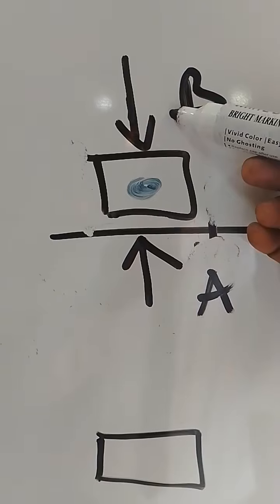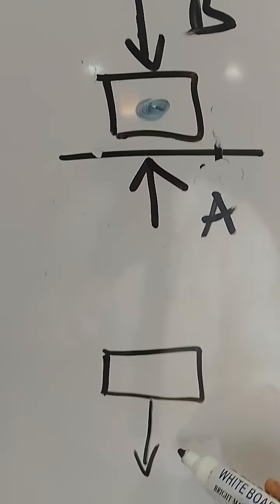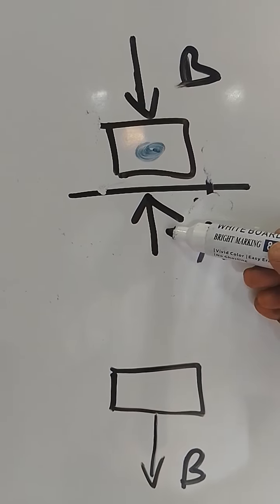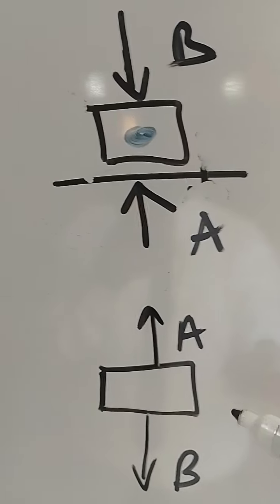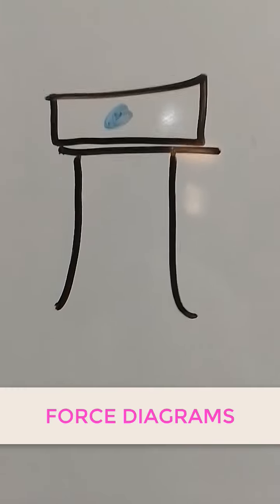So force B should be lifted and placed here. And force A should be lifted and placed up. The forces should always point out of the object. Now let's start with the book on the table.